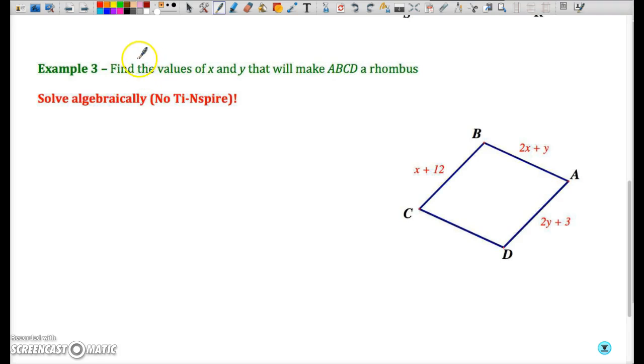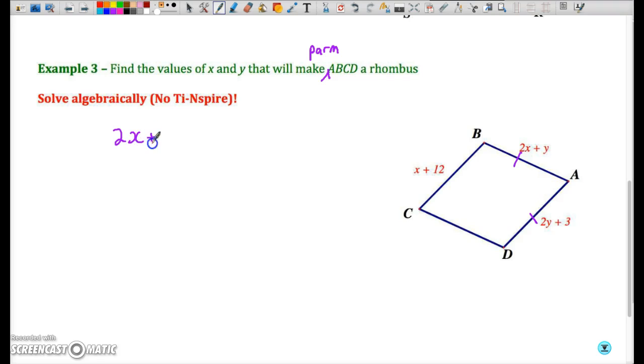Small detail missing in the instructions. So find the values of x and y that will make ABCD a rhombus. I want to just add in the word PALM, the abbreviation for parallelogram, because if we simply equate these expressions, that won't actually be enough to guarantee a rhombus. But if we already know it's a parallelogram and we need it to be a rhombus, then what we need is for consecutive or adjacent sides to be congruent to each other.